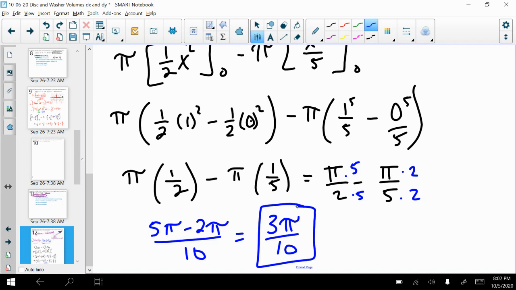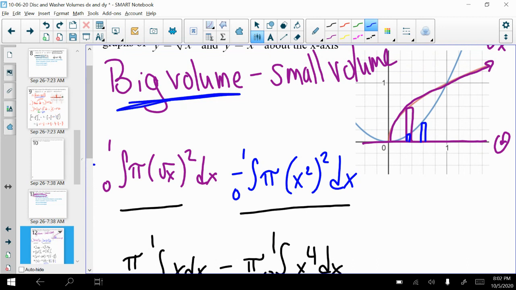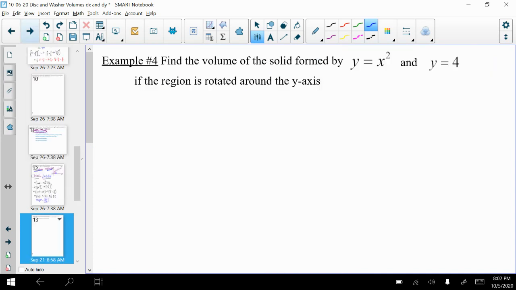Cool? So same idea and very similar as yesterday, right? Set it up as your big volume minus your small volume, and you really shouldn't make mistakes with your squaring in your order of operations. All right, I believe I have 2 more examples for you.